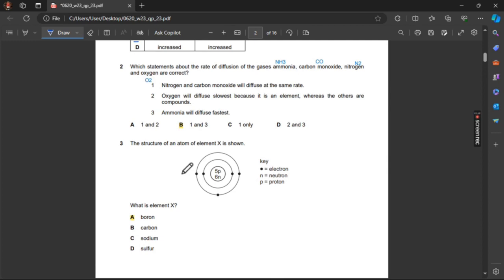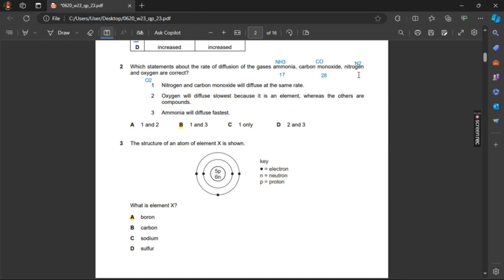The second question. Which statements about the rate of diffusion of the gases ammonia, carbon monoxide, nitrogen, and oxygen are correct? First of all, we should find their molecular masses. Ammonia has the formula NH3, carbon monoxide CO, nitrogen N2, oxygen O2. Ammonia has a molecular mass of 17, and carbon monoxide has a molecular mass of 28.